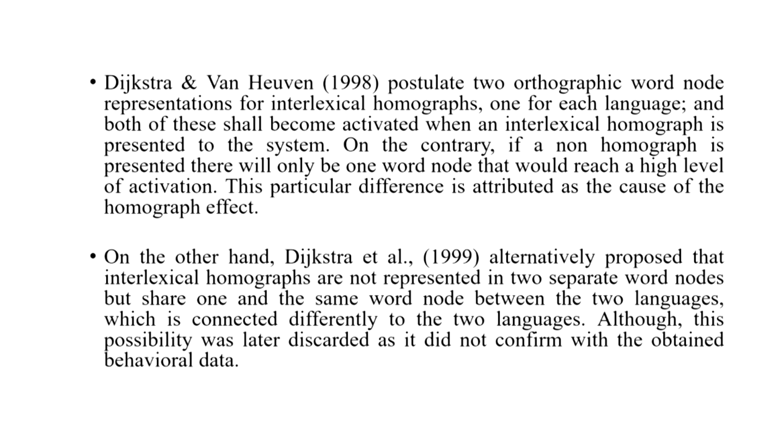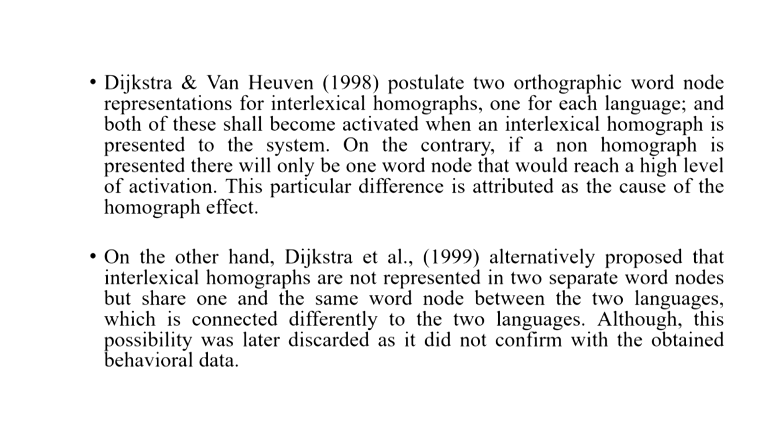On the contrary, if a non-homograph is presented, there will be only one node in one of the two languages, and overall activation will be slightly lower. So, Dijkstra and Van Leeuwen try to explain the interlexical homograph effect by the point that because homographs have representations in both the languages, they might be recognized faster as compared to unilingual control words which have representation only in one of these two languages.